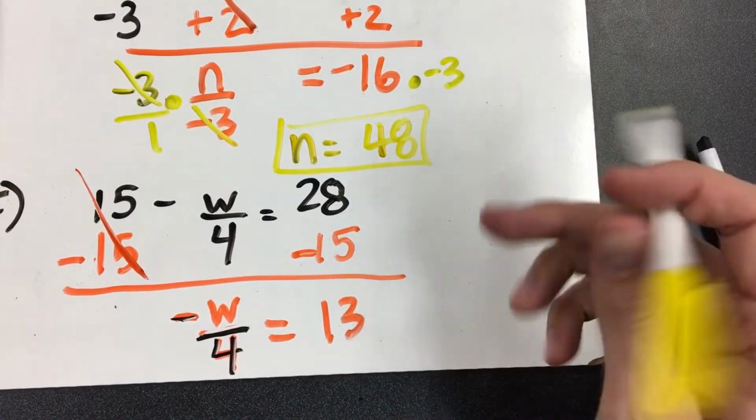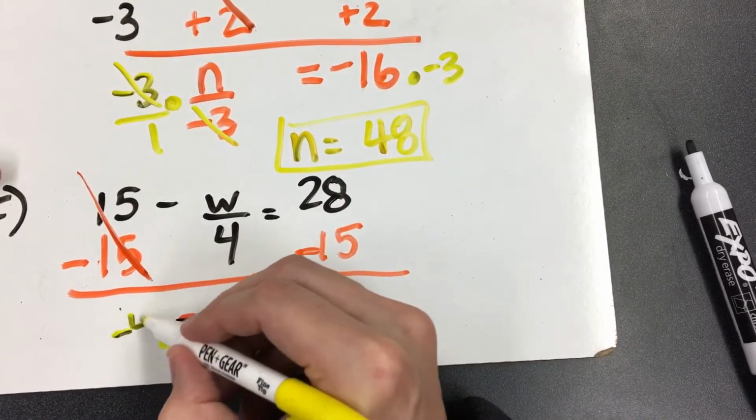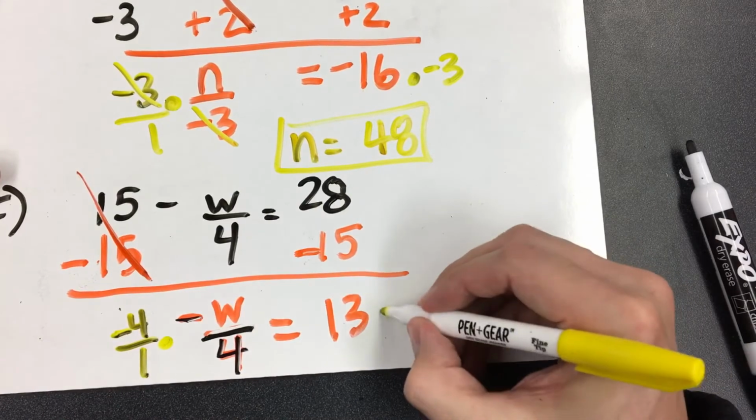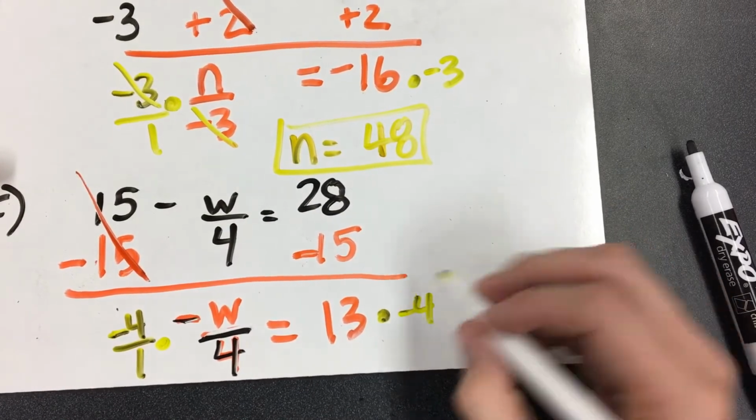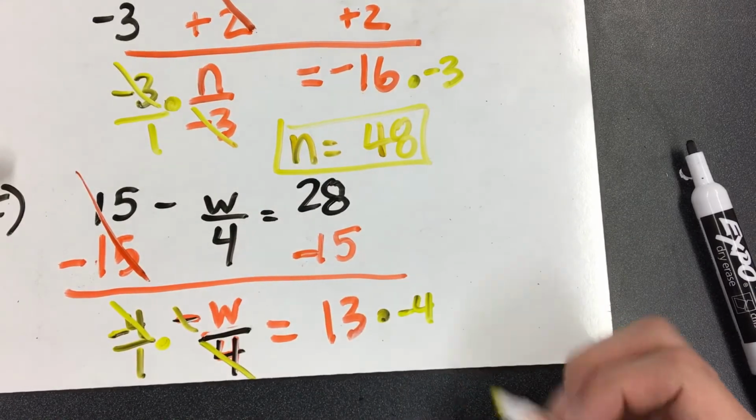So how do I undo dividing by negative 4? The opposite or the inverse of dividing by negative 4 is to multiply by negative 4. Multiply by negative 4. Over here, the 4 and the 4 cancel out. Whoops, and it also takes out the negative sign.